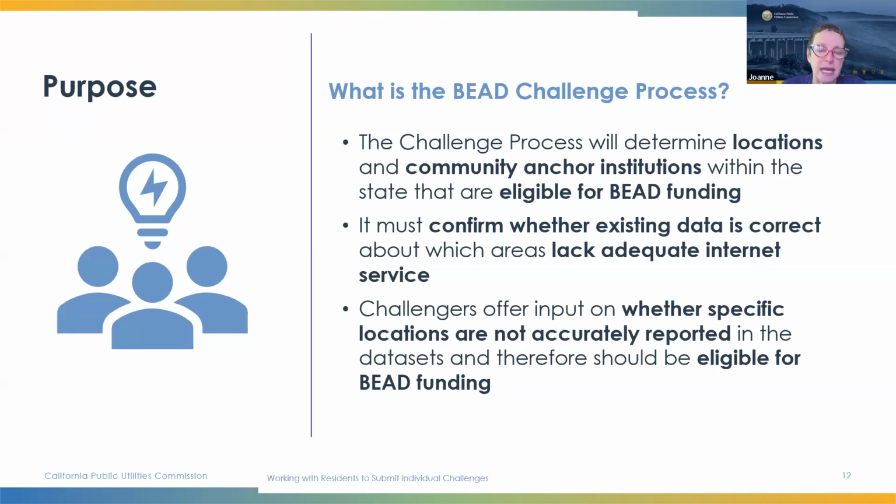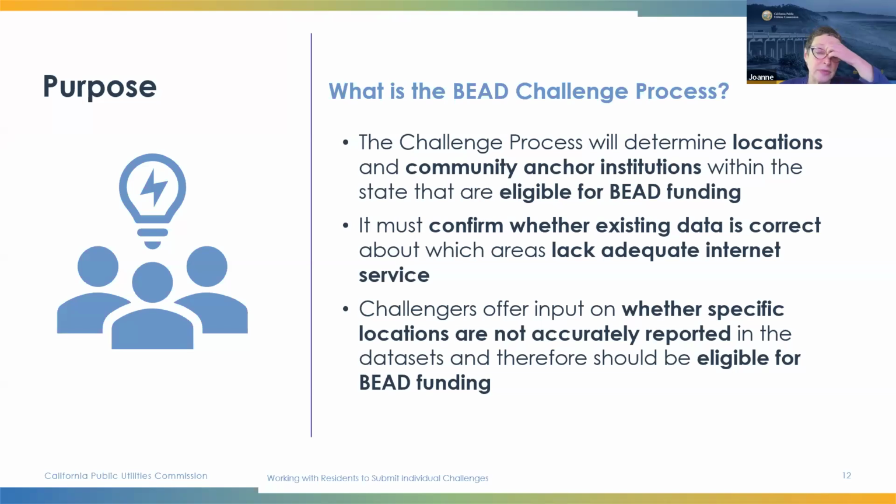So the challenge process provides a mechanism for eligible challengers to provide data to improve on and update the FCC map, to establish which locations should be BEAD eligible. And that includes locations that are considered unserved, locations that are considered underserved, and community anchor institutions that are unserved with that symmetrical gigabit that we were talking about just a couple of minutes ago. So what the challenge process does is it allows eligible challengers the opportunity to offer input on whether locations have been accurately reported in the FCC data and whether they should be eligible for BEAD funding or not.